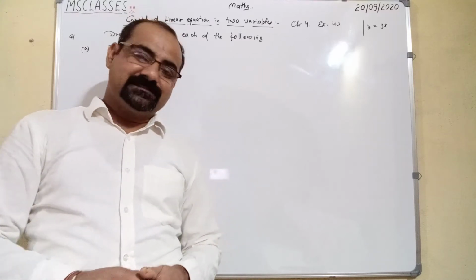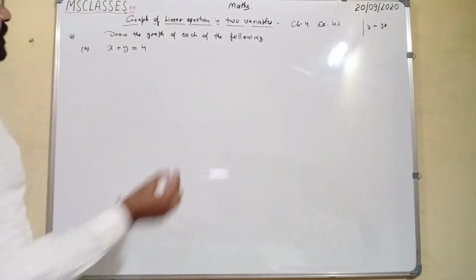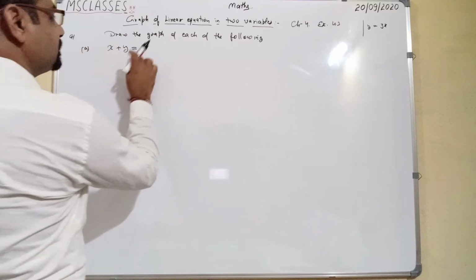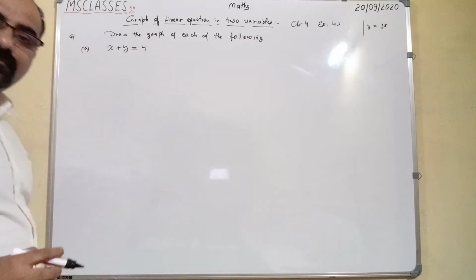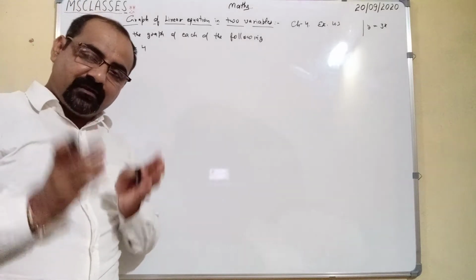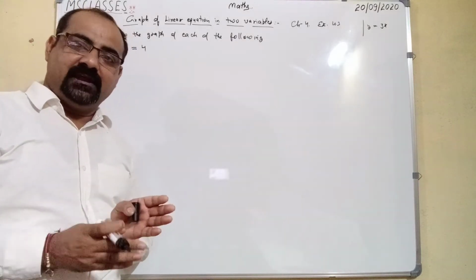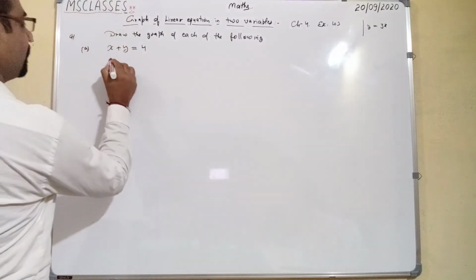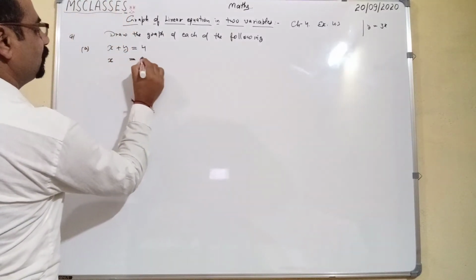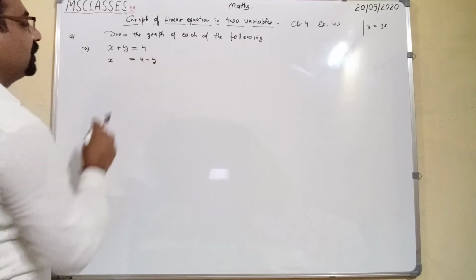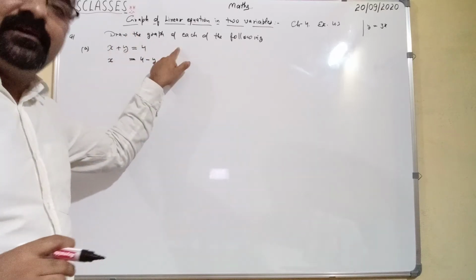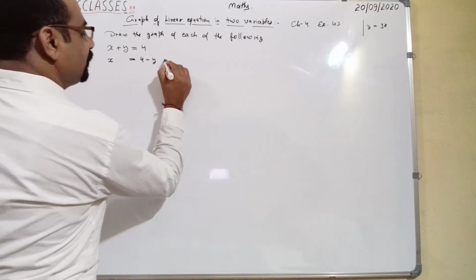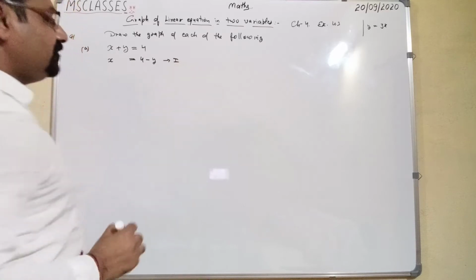So let's make, first of all, your question number first: x plus y is equal to 4. First of all, we have to take one variable, x, to the left and the whole second thing toward the right. So this is x is equal to 4 minus y, because when y goes to the right side from the left, the sign will change. So this is your first equation, right?